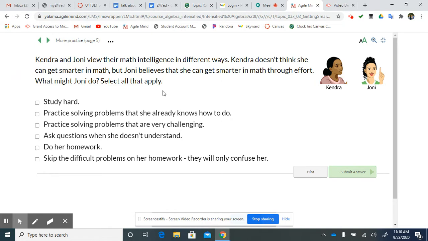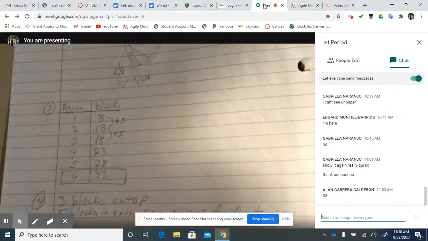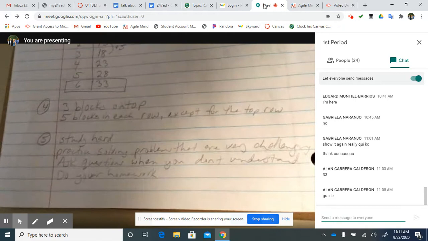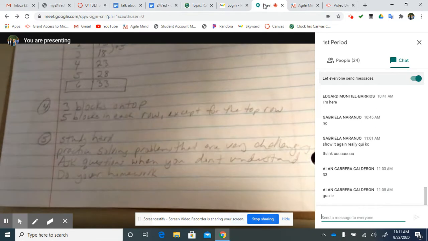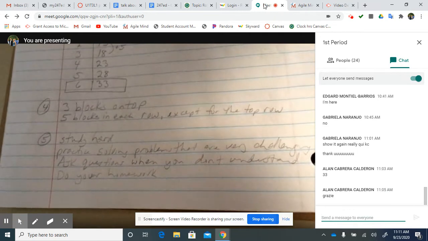How about the last one? Skip the difficult problems on your homework. They'll only confuse you. Power through it. All right, so I have on my paper: study hard, practice solving problems that are very challenging, ask questions when you don't understand, and do your homework. Okay, we good? Move on?